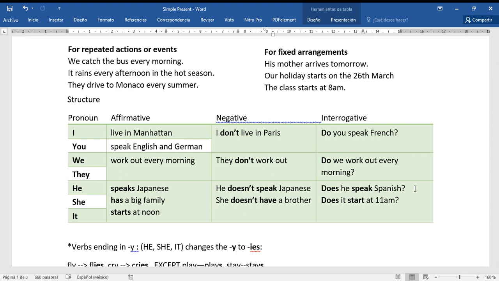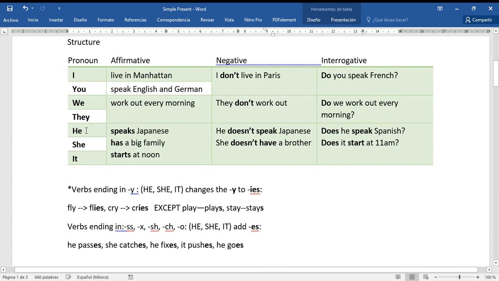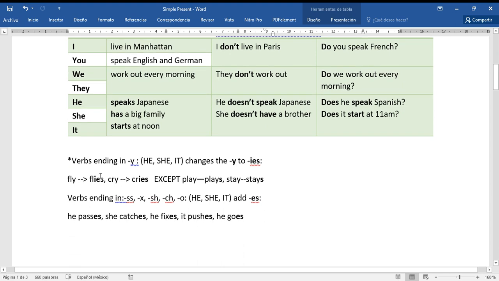Now, how do I know when to add an S to the verb? First, because you're talking about he, she, and it. Now, what kind of verbs have an S? All the verbs have an S. For example, speak, speaks, start, starts. But some verbs have a different ending.